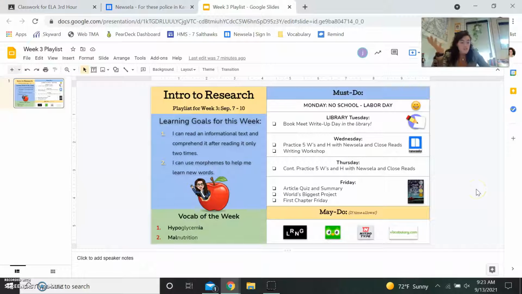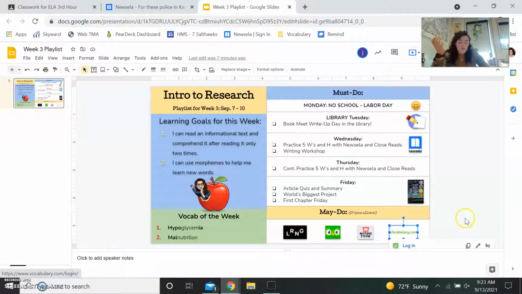So if you find yourself having extra time to work on stuff because you can't do it at home, then you can always click on any of these may-do assignments that we went over the first day of school and spend some time on those as well. Okay, so that's how you work from home while you're quarantined.